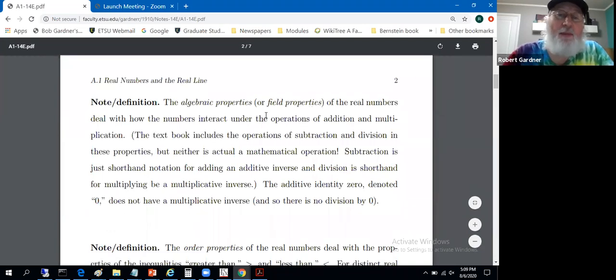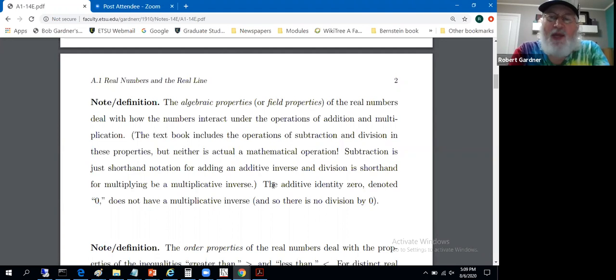The algebraic properties, or the field properties more precisely, of the real numbers deal with how the numbers interact under the operations of addition and multiplication. Now, the book also talks about the operations of subtraction and division. Really, there is no such thing as subtraction. There is addition by additive inverses. There's no such thing as division either. There's multiplication by multiplicative inverses. So there's really only two operations. There's addition and multiplication.